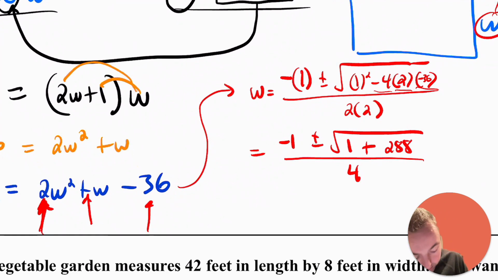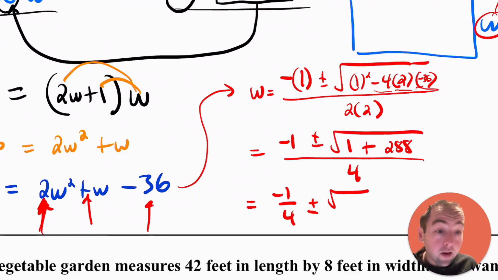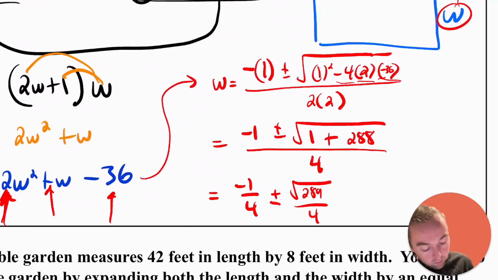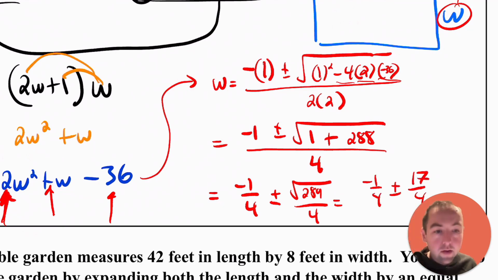So just kind of writing this out here, I'm going to write that as the separate fraction, negative 1 over 4, and then plus or minus the square root, adding together 1 and 288, we get 289, and then that's going to be over 4. It does turn out that actually this square root, 289, will come out very nice, because 289 is a perfect square. 17 times 17 gives you 289. So we end up getting then negative 1/4 plus or minus 17/4, okay?